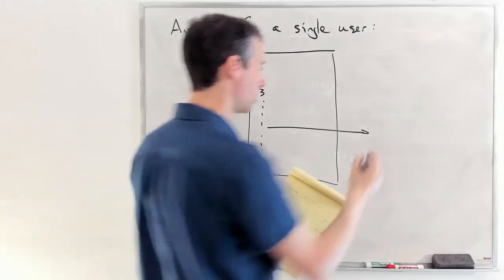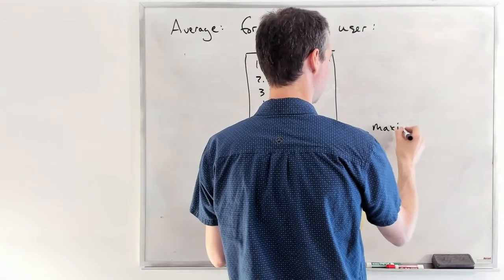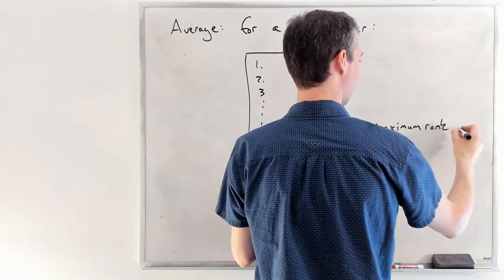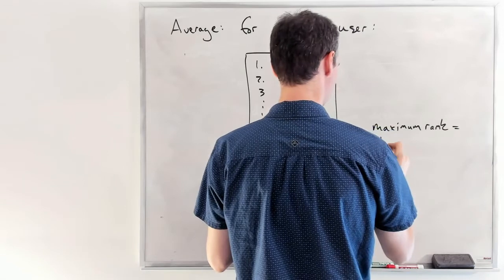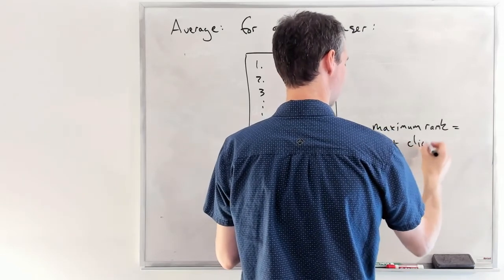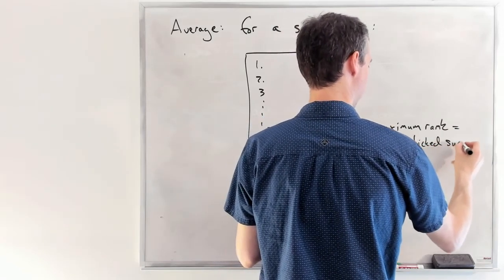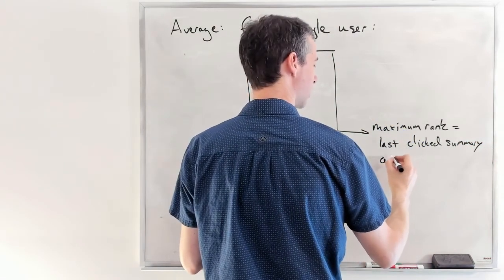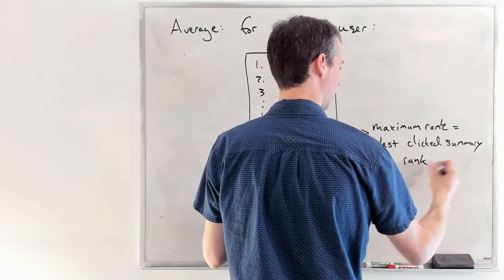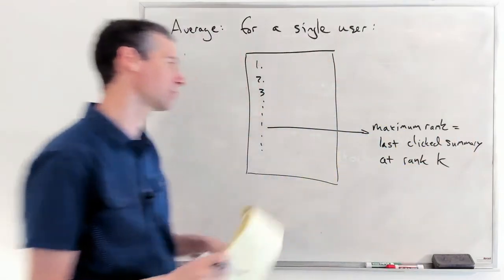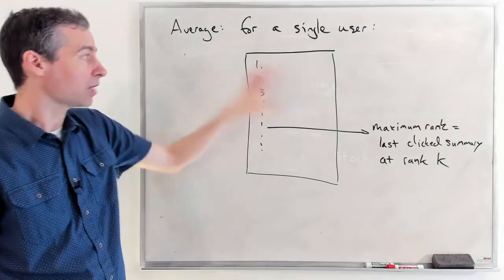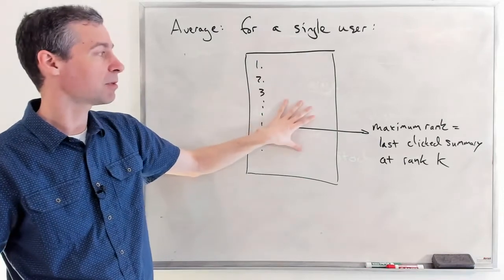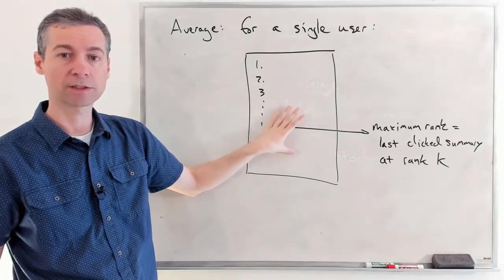All right, so what we do is we know that we've got a maximum rank, which we will say is the last clicked summary. We'll use rank K to represent the rank that they did this at. So for every single user, on each task that they have, we know the amount of time they spent on this page, and we know the maximum rank that they ever clicked at.